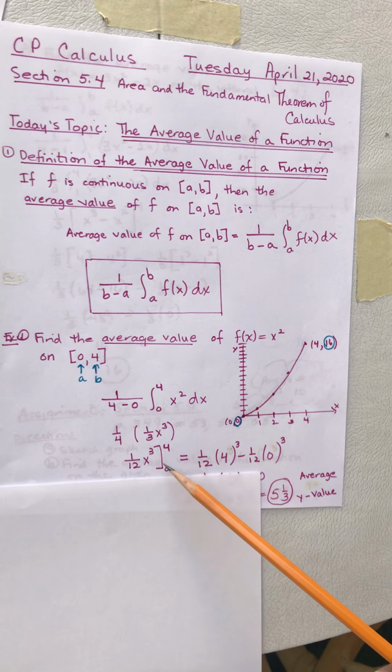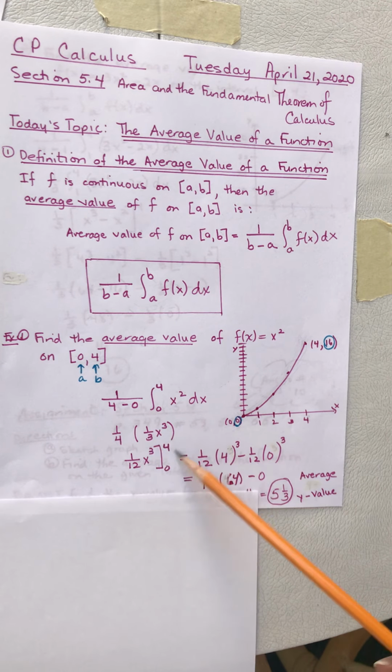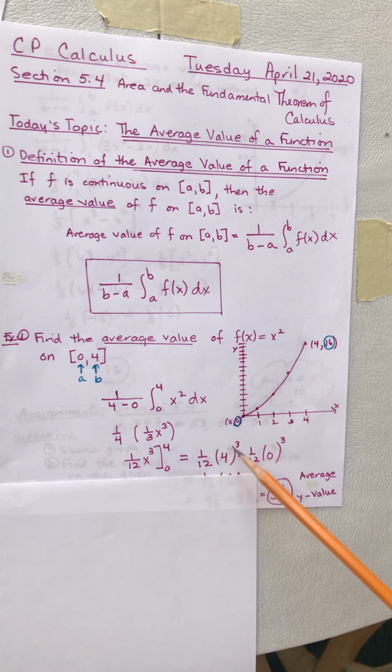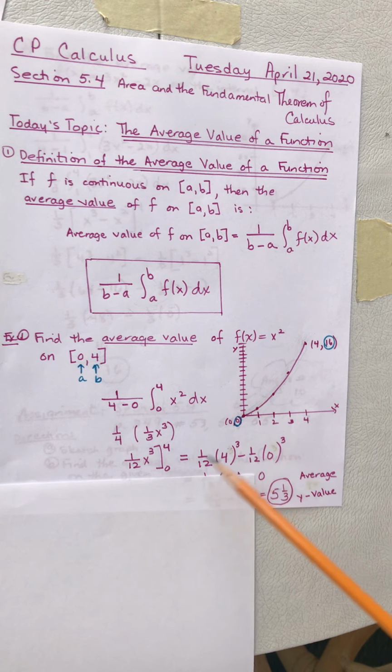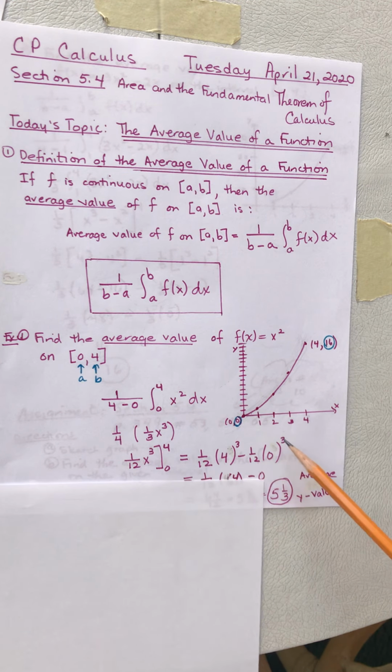We're going to evaluate it from 0 to 4. We plug in our upper limit first by the fundamental theorem of calculus. So we get 1/12 times 4 cubed, and we subtract what we get when we plug the lower limit in, which is 0. So minus 1/12 times 0 cubed.